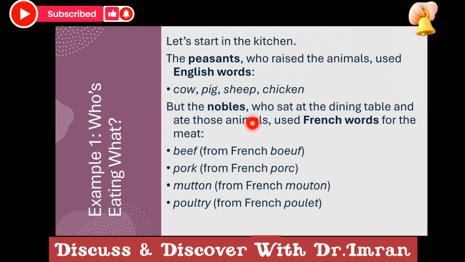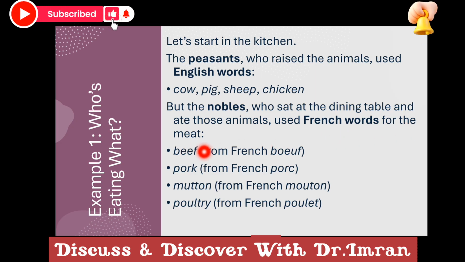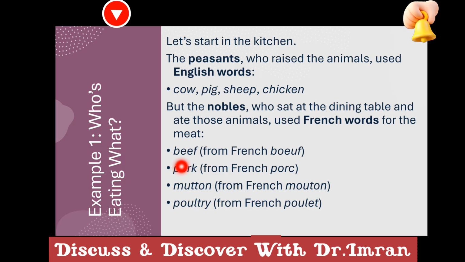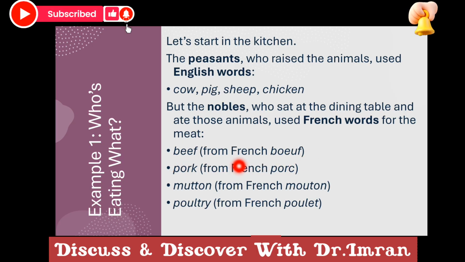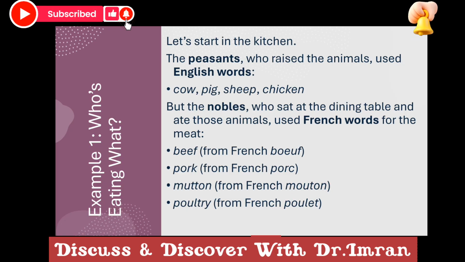But the nobles who sat at the dining table and ate those animals used French words for the meat. For example, beef comes from the French word boeuf, if I'm not wrong. Anybody listening from France can correct me. Similarly, they used the word pork instead of pig, from the French word porc. And mutton is from the French word mouton. And similarly, poultry is from the French word poulet.